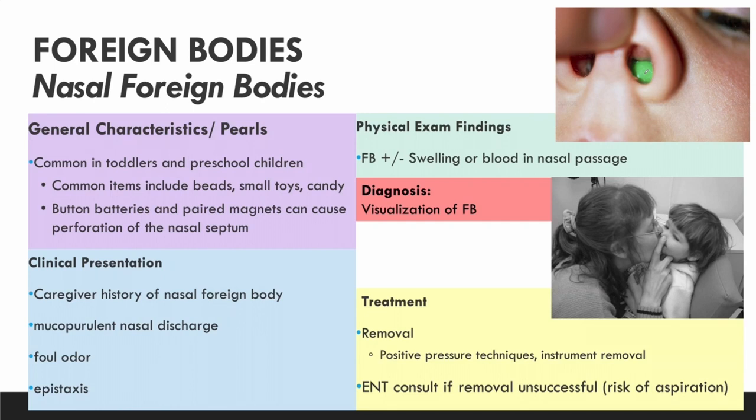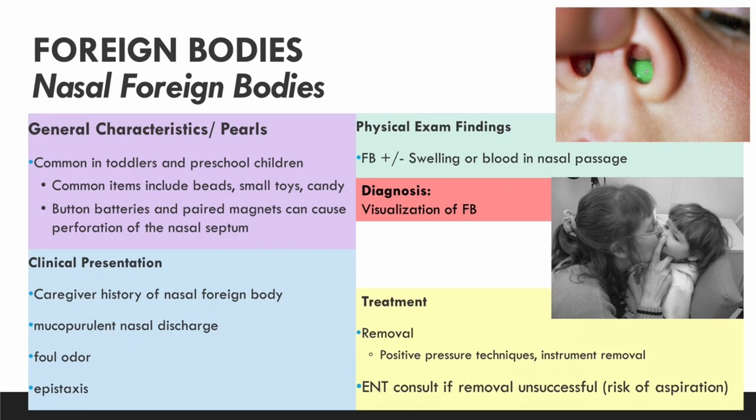So I shot a quick plain film of the head, and sure enough, there was a button battery stuck, and it was deep enough in there that you could not see it on an inspection. Because of this, myself and my supervising doctor tried to remove it there in the emergency department, and we were unsuccessful. It was too deep. We didn't have any nasal speculums. The kid was a little uncooperative. He was pretty small. So we called our ENT on call, and they asked us to send him directly to his office, and he had it removed there. That's just a story of warning to kind of listen to your judgment, right?